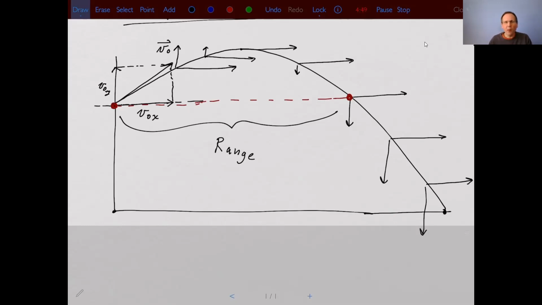Okay. And what we want to look at in today's lab is if we change the angle of the projectile, so the angle theta here is the launch angle. If we vary the angle, how does it affect the range of the projectile? Okay, so it turns out that you can derive a formula for the range. Let me show you that.